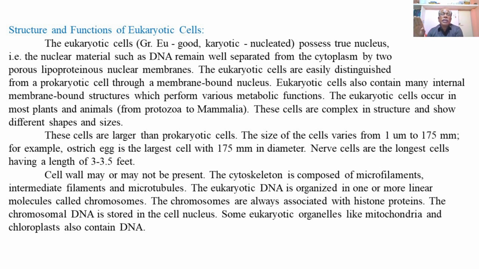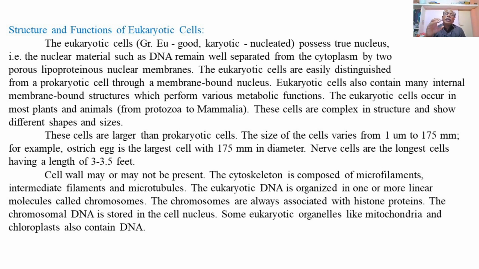The chromosomal DNA is stored in the cell nucleus. The chromosomal DNA, the genetic material or the nuclear material in the form of chromosomes containing DNA, is stored in the cell nucleus, which is bounded by a definite nuclear membrane and kept separate from the cytoplasm. Some eukaryotic organelles like mitochondria and chloroplast also contain DNA.